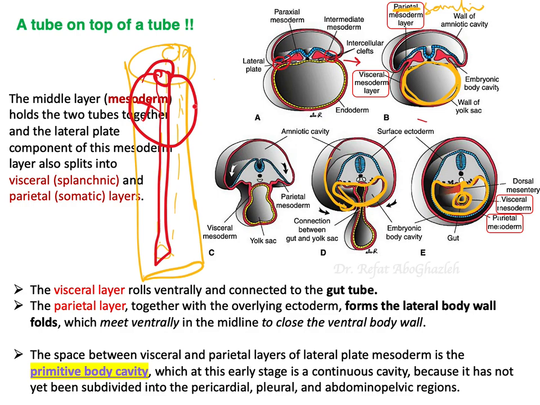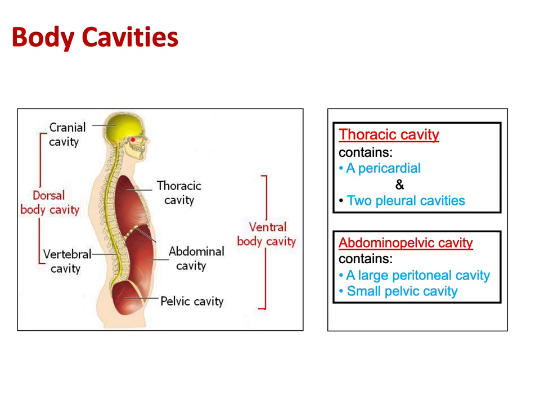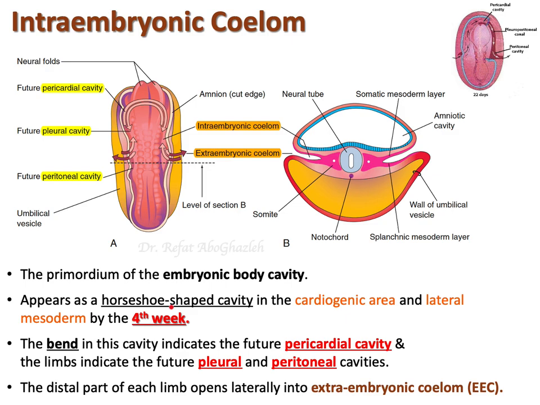This is the primitive body cavity, the cavity in your body that includes, at this early stage of the embryo, this cavity is not divided. That means the pericardial cavity and the pleural cavity are still connected to the abdominal or abdominopelvic region, right? That means this thoracic cavity, pericardial cavity, pleural cavities, are connected to the abdominopelvic cavities. This is at the early stage of the embryo. So the primitive body cavity I mentioned is also known as the intraembryonic coelom.